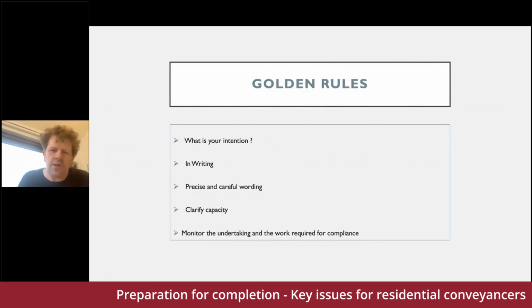Golden rules then with regard to undertakings. If you're providing an undertaking, what are you intending to do? Is the undertaking going to be in writing? Are we going to rely on our undertaking library? If not, is our wording precise and carefully worded? Are we going to ask someone to assist or have a look at the undertaking before it's provided? We've got to clarify the capacity in which the undertaking is being provided, and we've got to monitor the undertaking when it's given and ensure that it's complied with within the timescales specified.